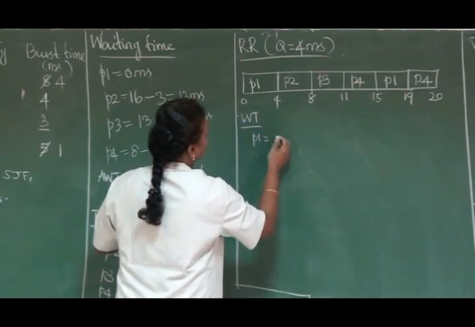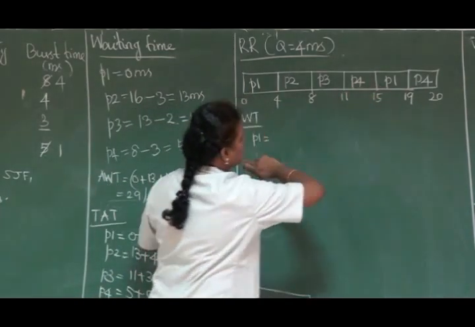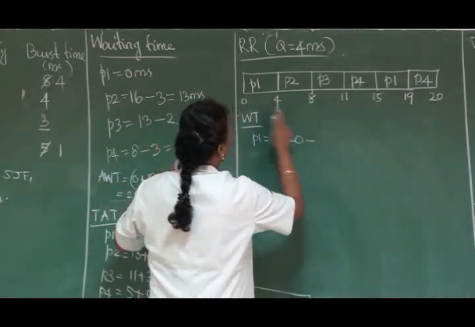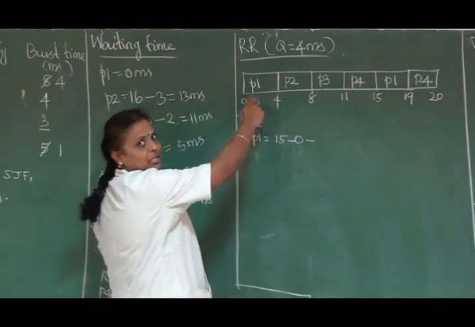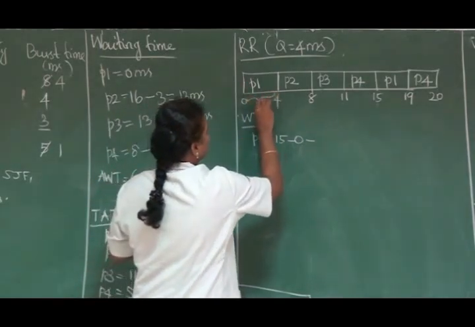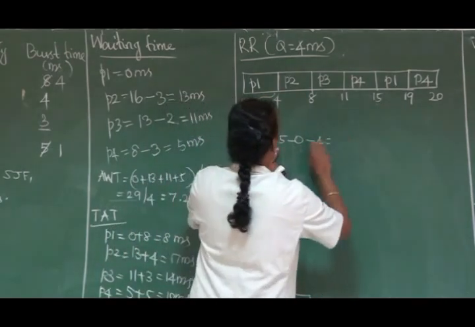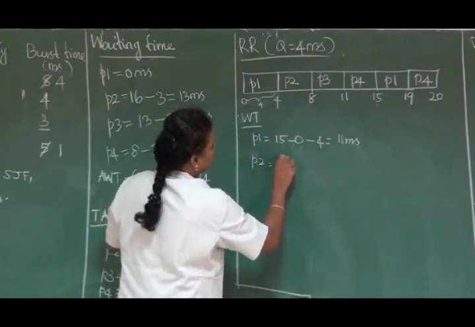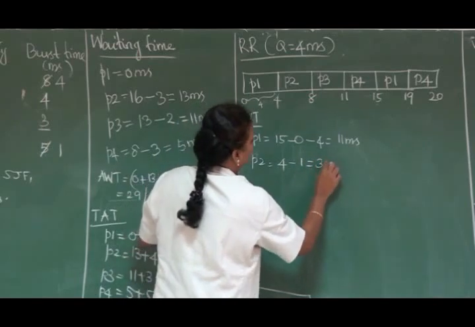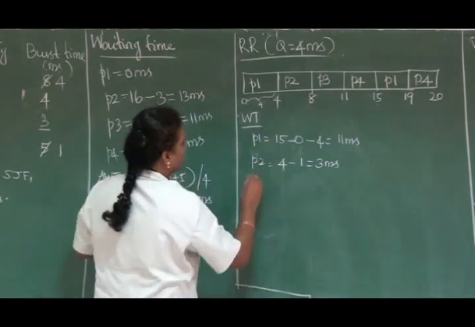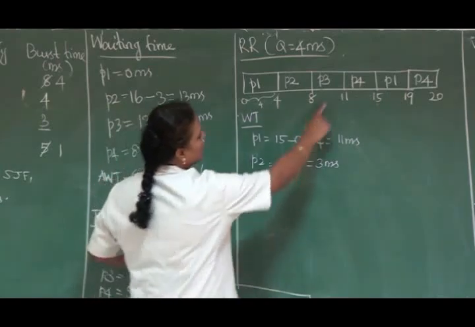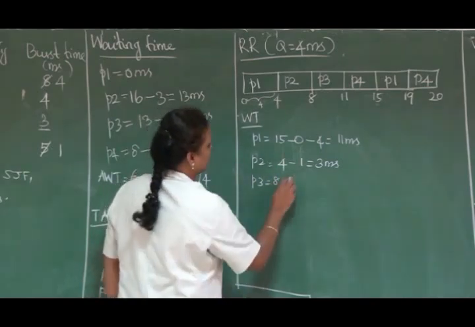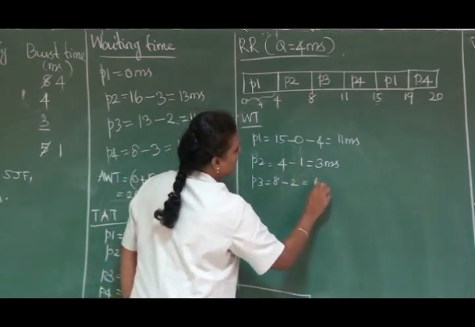The waiting time of P1: it gets the CPU 2 times. So its latest time is 15, minus its arrival time 0, minus how much time that process has already been executed by the CPU, which is 4 milliseconds. So its waiting time is 11 milliseconds. Then P2 gets the CPU in the 4th millisecond. Its arrival time is 1. So its waiting time is 3. And third, P3 is executed only once. P3 gets the CPU at the 8th millisecond and its arrival time is 2. So it will become 6 milliseconds.